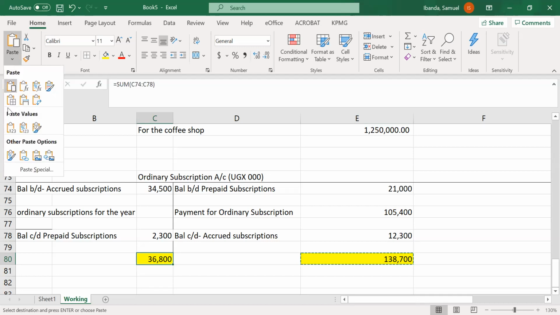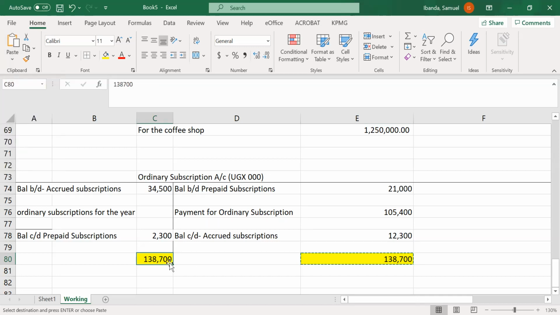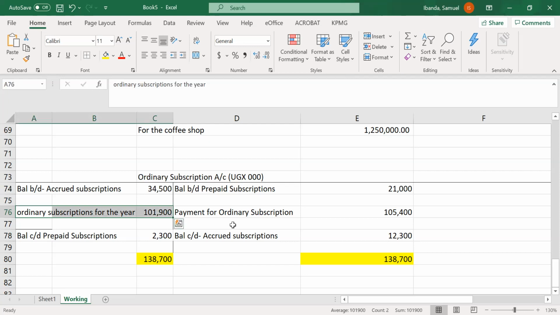When you add up here, let's just add here, you get a less value. Yet you should be able to get 138,700. So for you to make sure that that value now balances off, you have to get the difference, less what is already there. So ideally, for this thing to add to 138,700, it should be 109,900. So the ordinary subscriptions for the year is actually 101,900. So this is how we calculate the ordinary subscription in the ordinary subscription account.